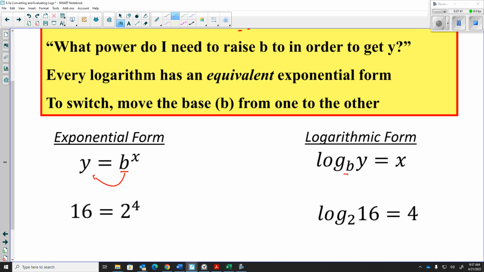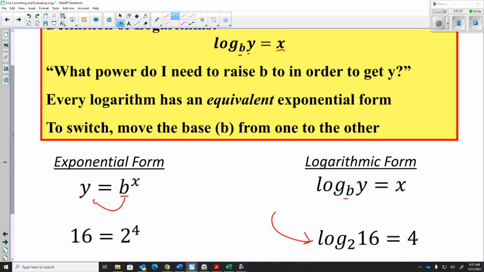Just to solidify a little bit what a logarithm is, look at this thing right here. How do you say this? Log base 2 of 16. And it's asking the question, what power do you need to raise 2 to in order to get 16? Well, what do you need to raise 2 to get 16? 4. So that's why it's 4. Does that make sense? That's what a logarithm is.